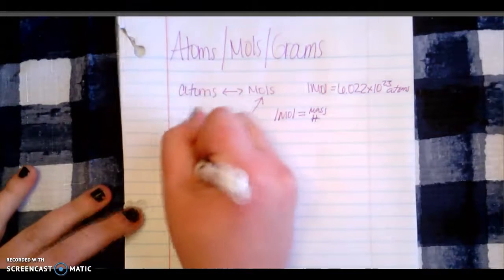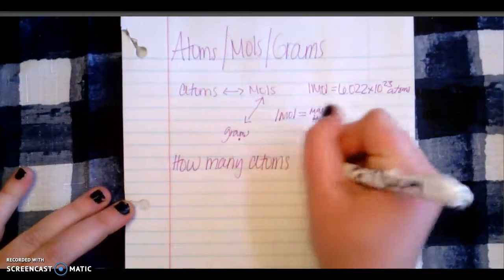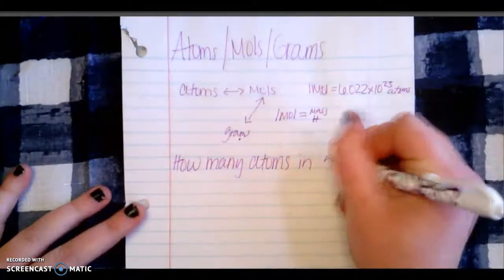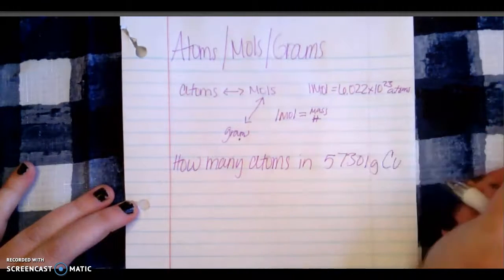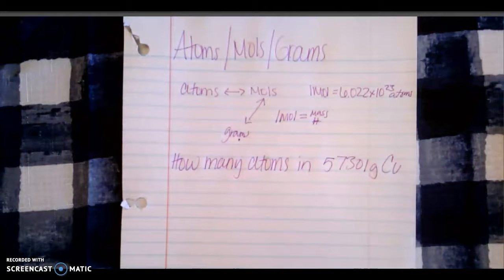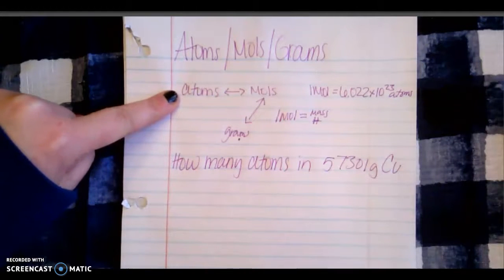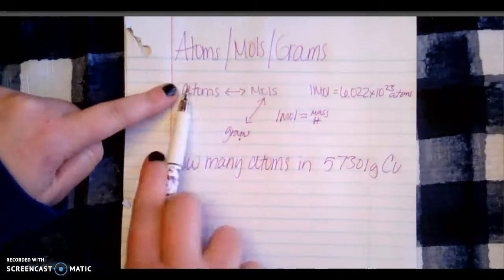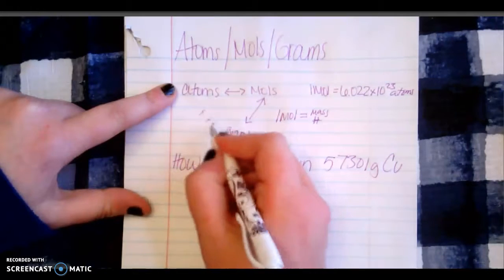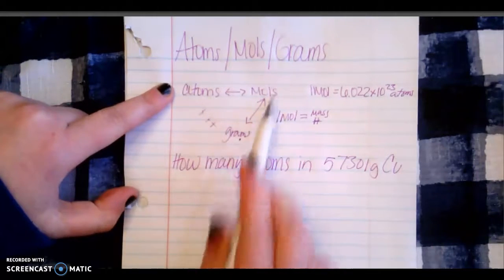So let's see how many atoms are in 57301 grams of Cu, which is copper. So I'm trying to find how many atoms are in 57,301 grams of copper. Now again, I can't go from atoms directly to grams. There is no way to go directly there. So I'm going to have to go from atoms to moles and then from moles to grams.